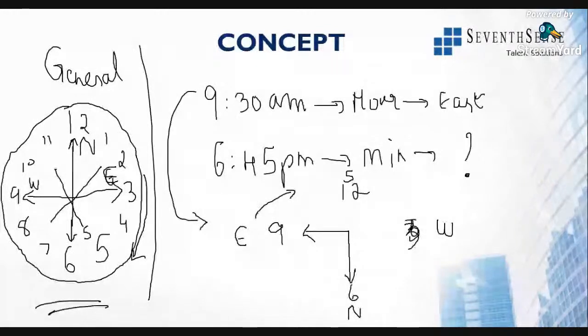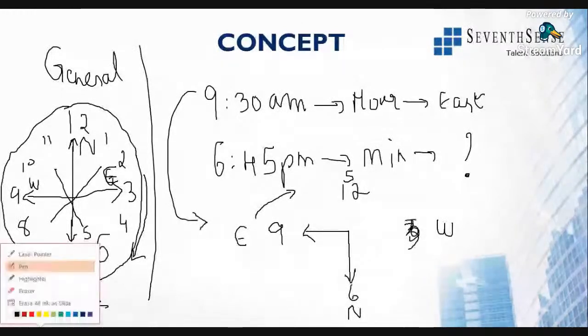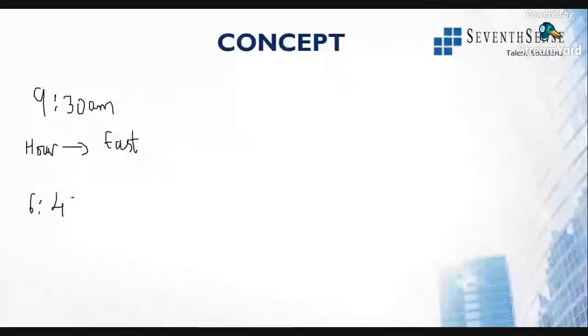If you find this difficult, I'll just explain this once again. Don't confuse yourself. See, they asked at 9:30 a.m., whether it is a.m. or p.m., it is always related to the hour hand and minute hand. Hour hand shows east. It points out east direction. All right. Then at 6:45 p.m., the minute hand shows which direction? This is the question.